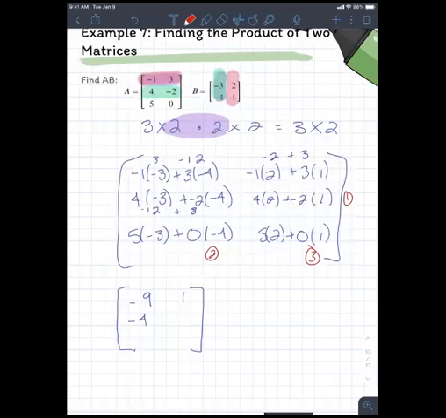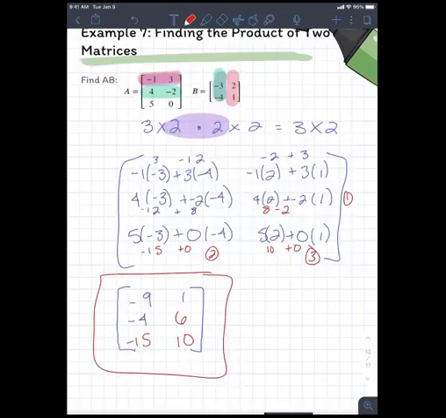For the sake of time, I am going to go over them right now. I did not realize what time it was. So our first one would be 4 times 2, which is 8, and -2 times 1, which is -2. So 8 minus 2 is 6. And then for our last row, 5 times -3 is -15, plus 0 is just -15. And then 5 times 2 is 10, plus 0 is 10. So that would be our final matrix, and this would be our answer to the question.